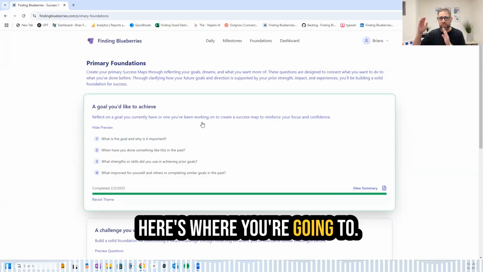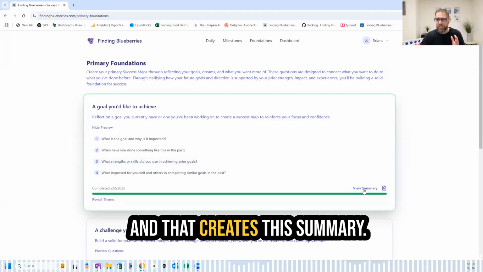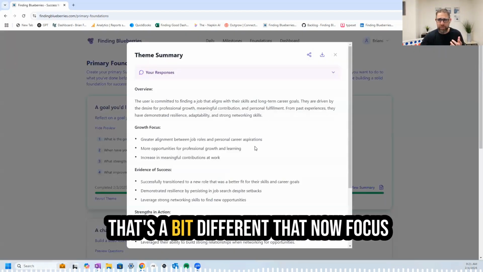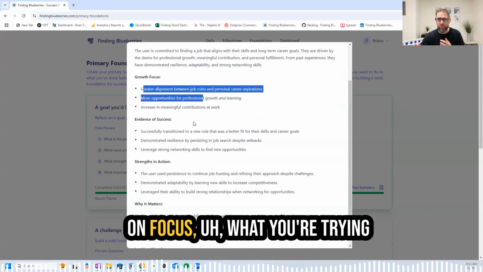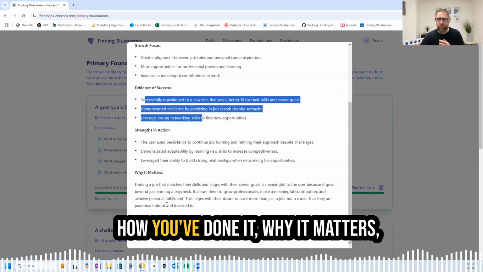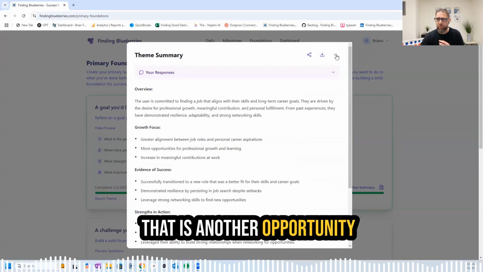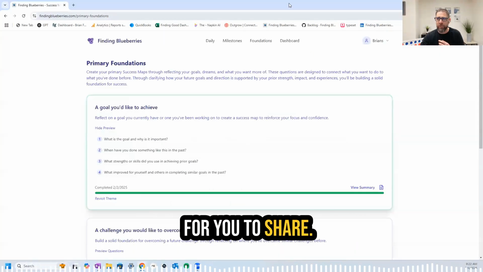And so this is building off what we're doing in the milestones to help connect. Here's where you're going, here's what you've done. And that creates this summary that's a bit different, that now focuses on what you're trying to do, where you've done it before, how you've done it, why it matters, and some ideas for looking ahead. That is another opportunity for you to share.